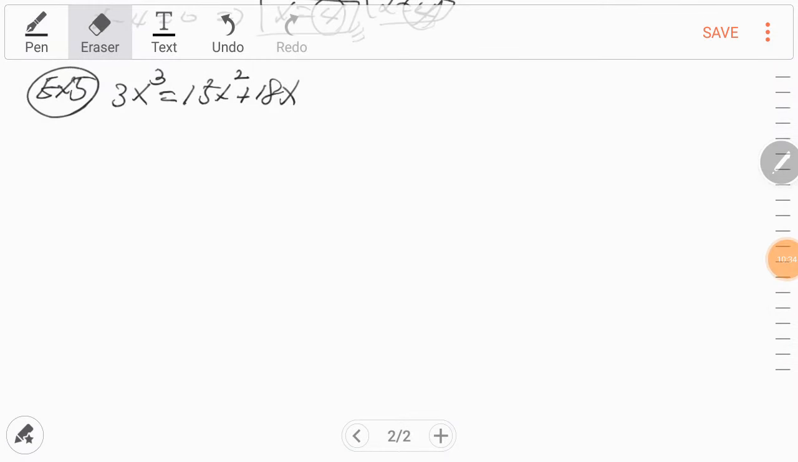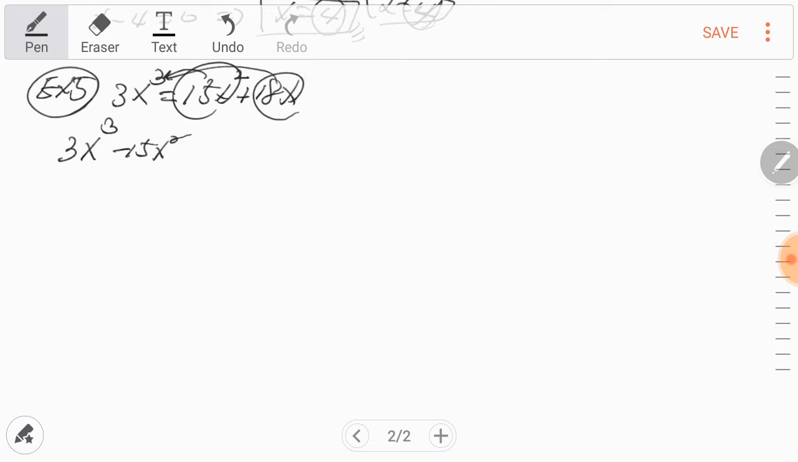Okay, let's use the same method. Collect all the terms on one side of the equation. So this will be 3x cubed. Move this one to the left, then minus 15x squared. Also this one to the left, then minus 18x is equal to 0. Okay, so from here, let's factor the left-hand side of the equation. So there is a common factor 3x. So factor out 3x, then x squared minus 5x, 3 times 5 is 15, 3 times 6 is 18, so minus 6 is equal to 0.